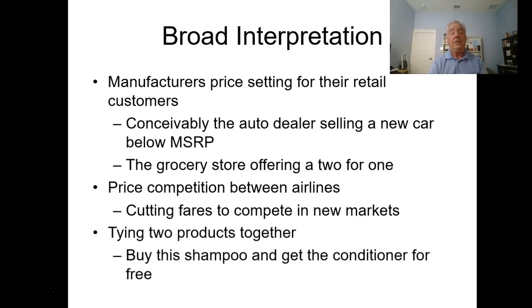Okay, then tying two products together. Another way of getting around it: shampoo and conditioner. You get them both together for the price of one, or maybe for 10% more. So typically what they'll do is they'll combine two products so that the whole issue of price setting is confused and not readily available.